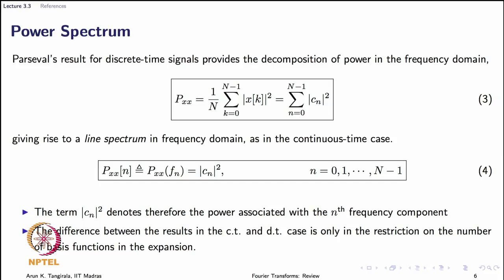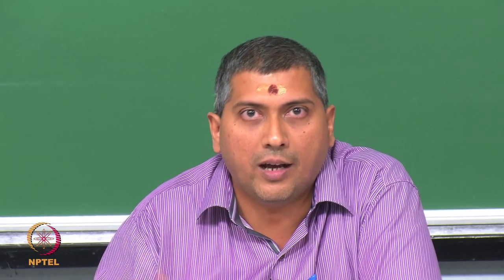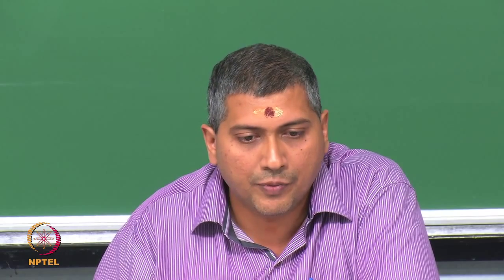Okay. So moving on to the power spectrum, the power spectral decomposition, we have already seen this result in the table that I showed you earlier. The main message here is that mod Cn square quantifies the contribution of the nth harmonic to the overall power of the signal, and n again runs from 0 to capital N minus 1. And the difference again between the results in the continuous time and discrete time case is only in the restriction in the number of frequencies, otherwise all the interpretations carry forward. So there is not much to discuss as far as the interpretation of Cn is concerned.